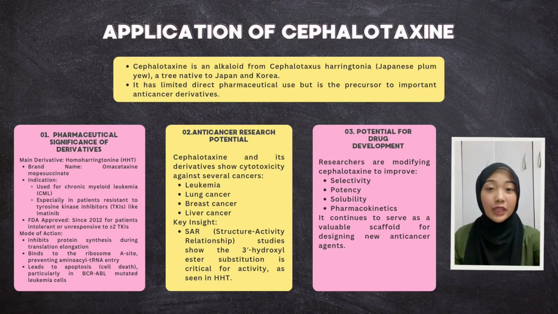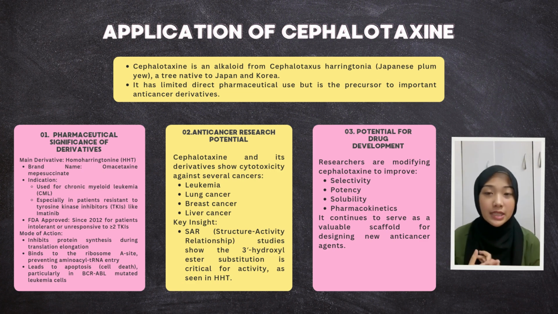Next, let's move into the application of cephalotaxin. Cephalotaxin is an alkaloid from Cephalotaxus harringtonia, which is a Japanese plum yew, native to Japan and Korea. It has limited direct pharmaceutical use, but it is the precursor to important anti-cancer derivatives.